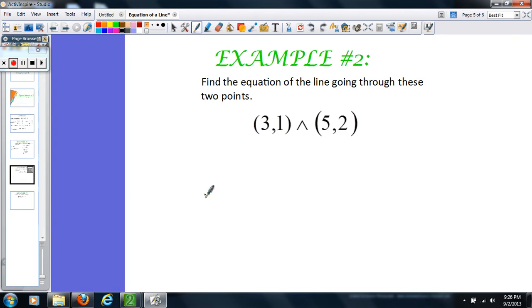When we go on to example number 2, this time I'm given 2 points, but I'm not given a slope, and I'm also not given the y-intercept or anything like that. So my suggestion is you're going to start by finding the slope.